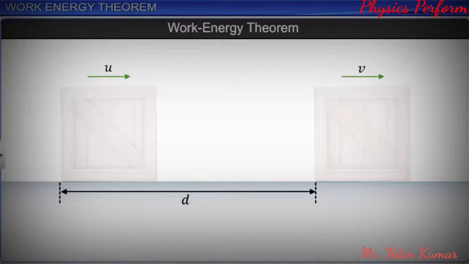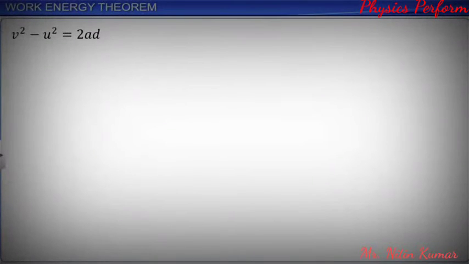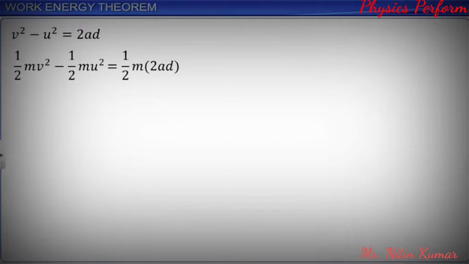We know from the equations of motion that v square minus u square is equal to 2ad. Multiply both sides with half m and simplifying, we get the expression as shown. We get half mv square minus half mu square is equal to mad.